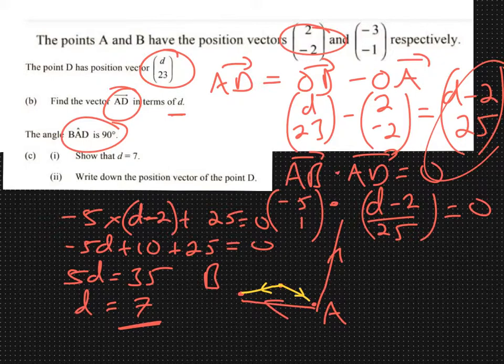In the final part 2, we are asked to write down the position vector of the point D. The reason that's fairly straightforward is that we have been told the position vector in terms of D up here, so we know it's (D, 23), and we have just solved the value of D as being equal to 7, so therefore the position vector is going to be (7, 23).